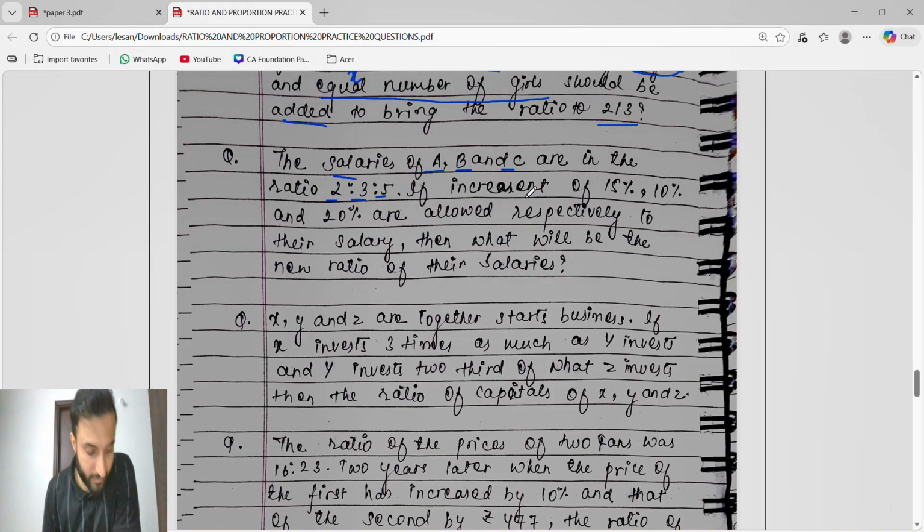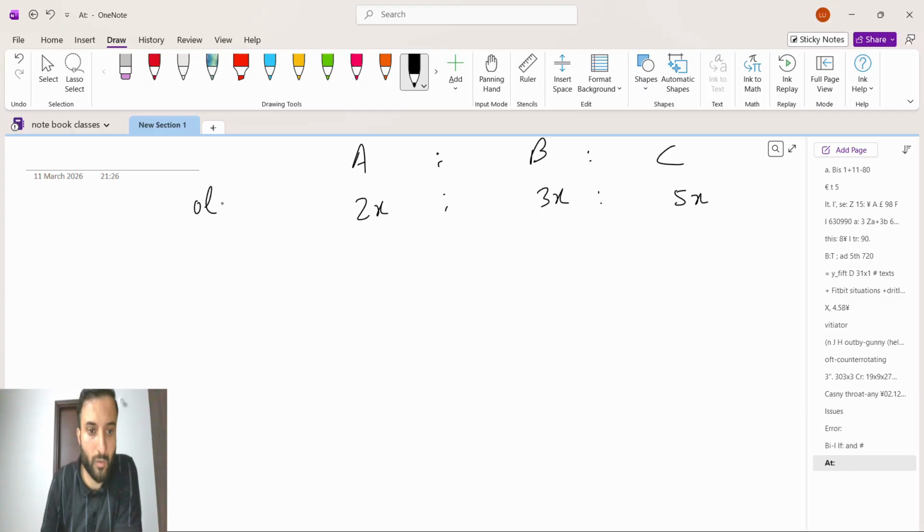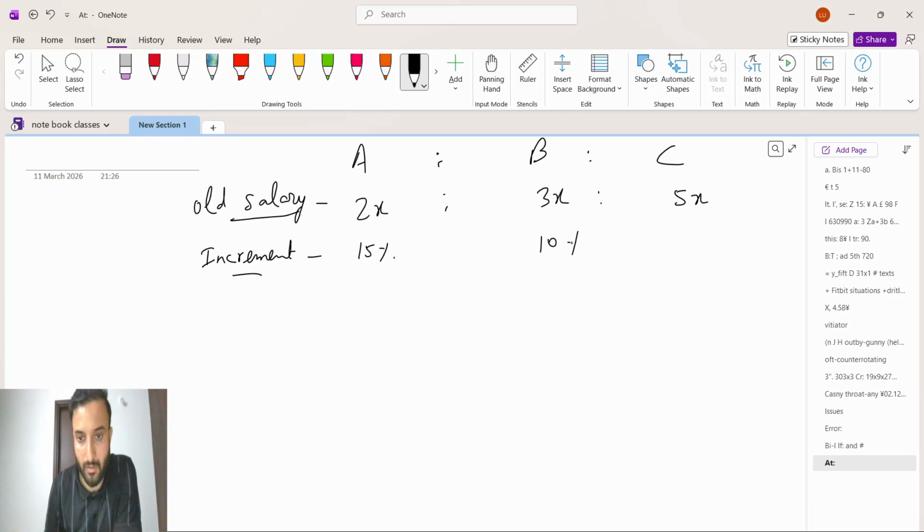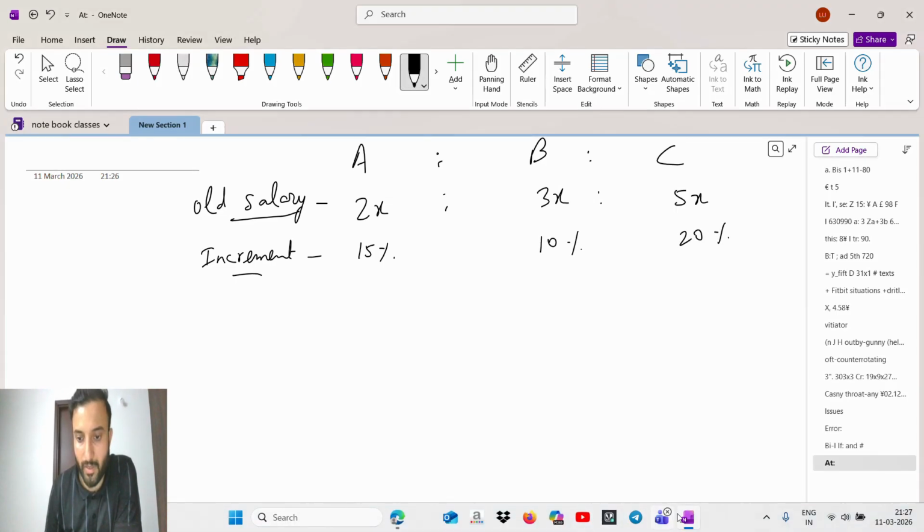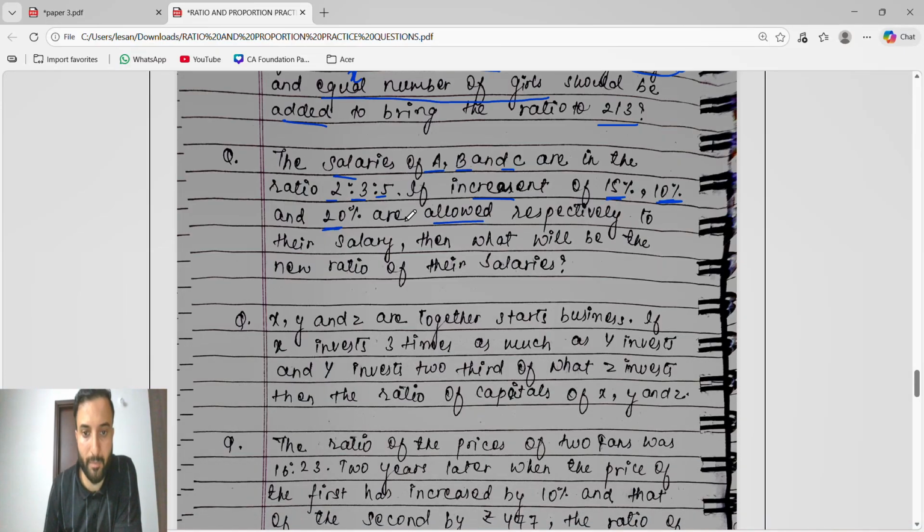Guys, this is increment. If increments of 15%, 10% and 20% are allowed respectively to their salaries, see, this is what we will call the old salary. The old salary of A, B, C is 2x, 3x, 5x. Now the increment happens: 15%, 10% and 20%. Then what will be the new ratio of their salaries?